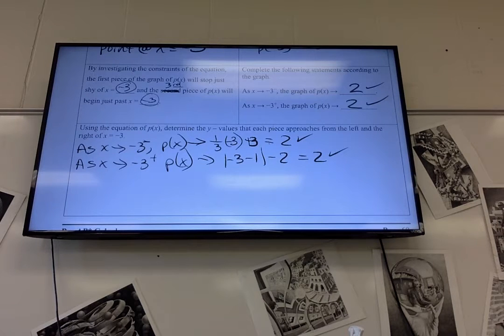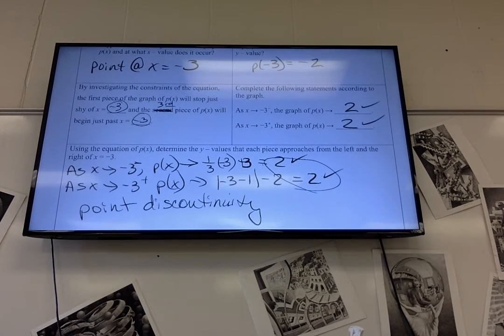So there's a point discontinuity, because these two are the same, but they're not equal to what p of -3 was equal to. P of -3 was equal to -2. So it's off just a smidge.